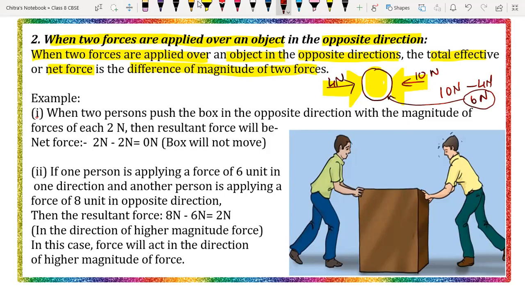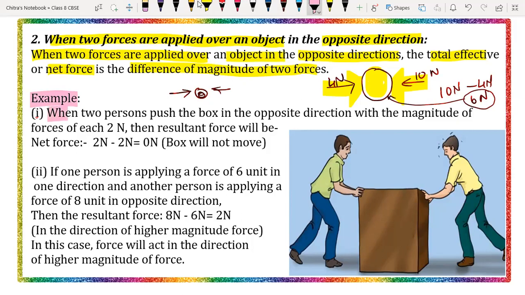Likewise, if we have a force on the object and we are applying a force from the opposite direction, then the resultant force will be the difference of the magnitudes of both the forces. Now we have to go through an example for that. So here we have the example.